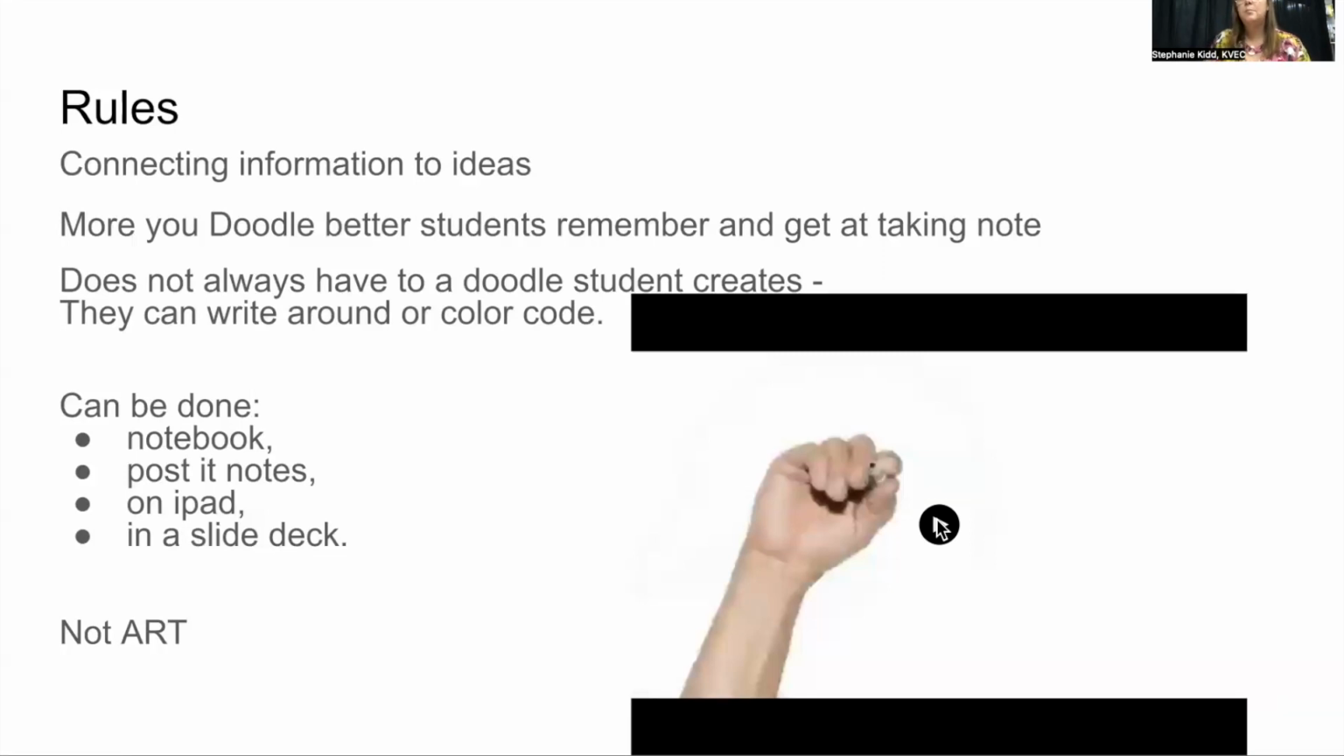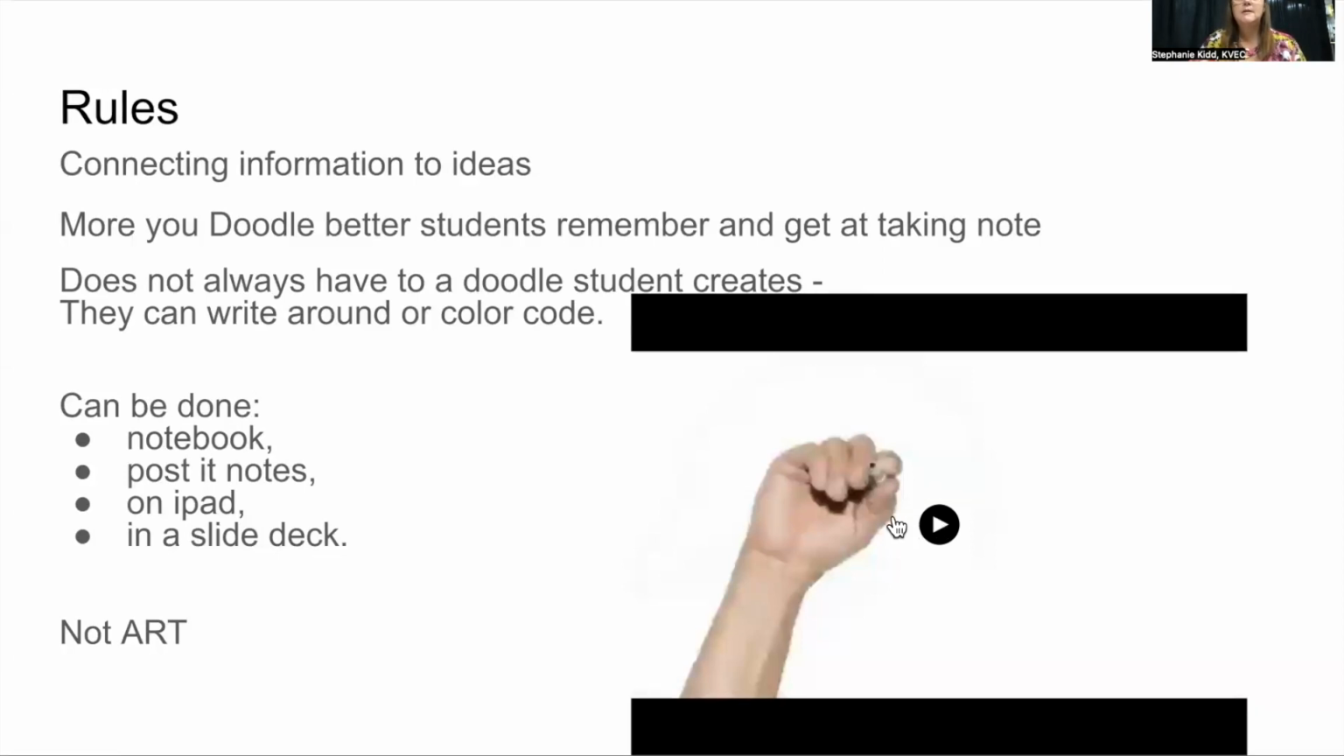But like I said, the biggest rule is it's not art. The other thing I want you to remember is that for those students, it's putting their thinking on a page. So how do we get them very actively listening to the things that are going on, along with putting that information that they may need onto a page?